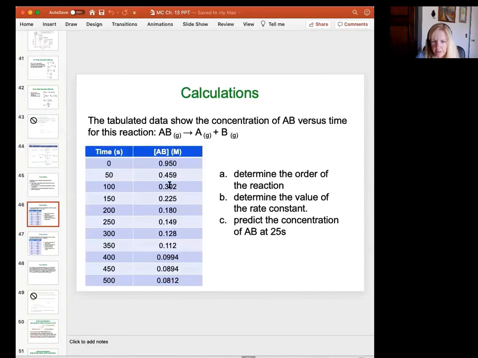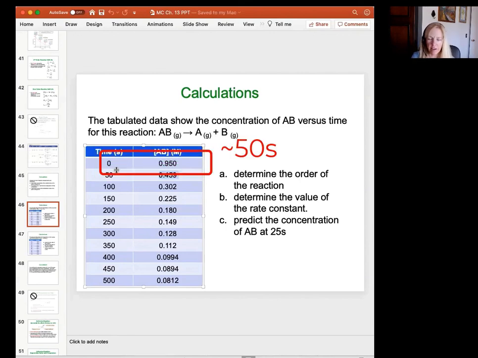Here, if I look at this data and I want to determine the reaction order, I'm going to pick multiple points where my concentration is dropping by half. So I might take this first one, 0.95, and half of that would be about 0.47. This is close. It's not great. It doesn't have to be exact, but it's close. So the difference from here to here is 50 seconds. So that's my first half-life data point.